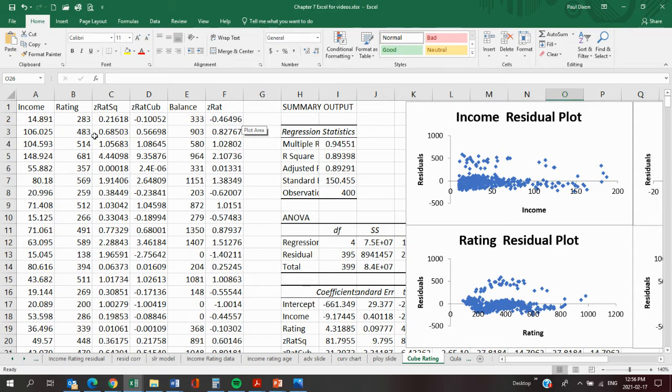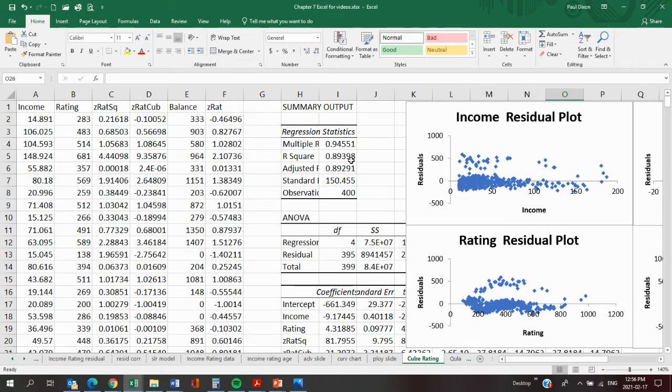So I had, for this first one, the rating was 283. That ended up with a z-score of minus 0.46. Squaring that gives me plus 0.21. Cubing it gives me minus 0.1. Okay, so I've got now new columns. So here are my variables. They're going to be income, rating, z rating squared, z rating cubed, and then what I'm going to predict is balance.